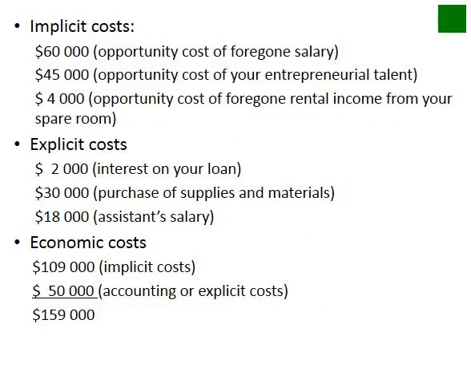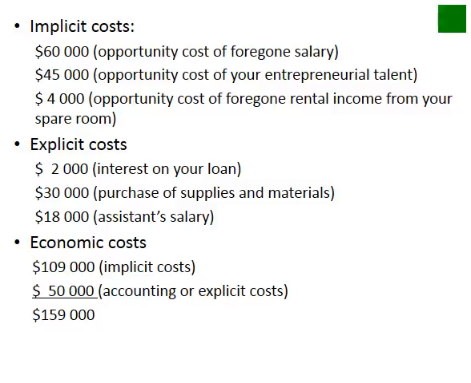So here we have the breakdown. We have the implicit costs, which we had identified on the previous slide, the explicit costs that we had to pay out of pocket, and so we look at the economic costs altogether, being $159,000. If we were looking at accounting and doing financial statements for shareholders or for the bank or for Revenue Canada, we would only be claiming $50,000 in expenses and not the additional $109,000 in implicit costs. But in economics, we include the implicit costs.